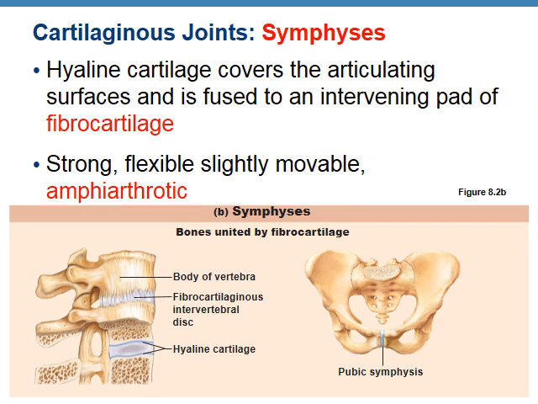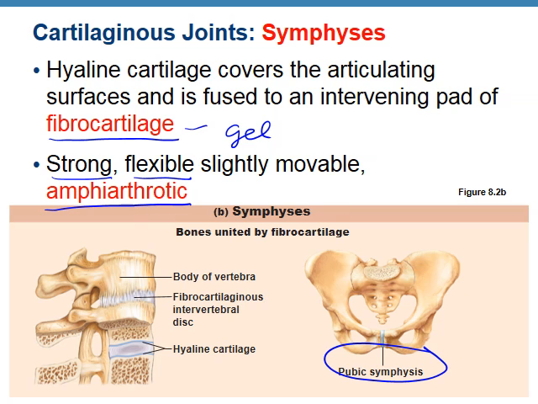So the second example of a cartilaginous joint is symphysis, or pubic symphysis, that we've seen already. So remember, it's that fibrocartilage. Sometimes I said it was like a gel insole, right? It's strong, but it's also flexible. So we would call this slightly movable or amphiarthrotic.